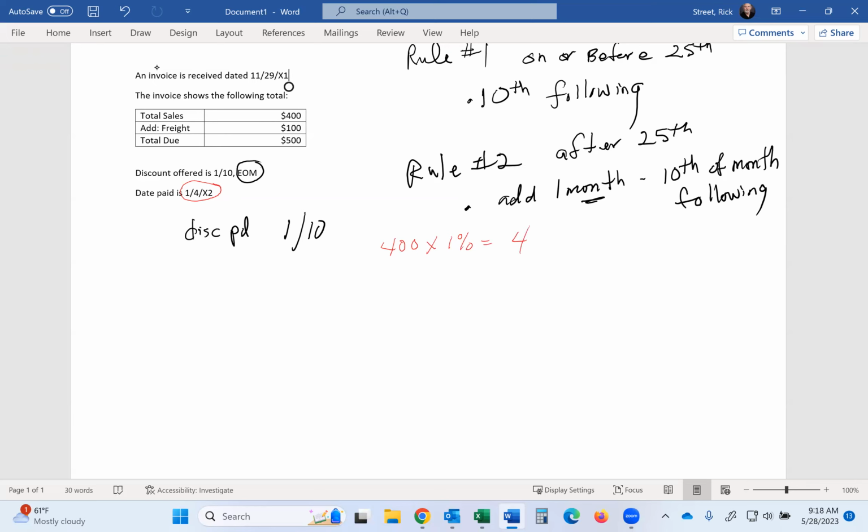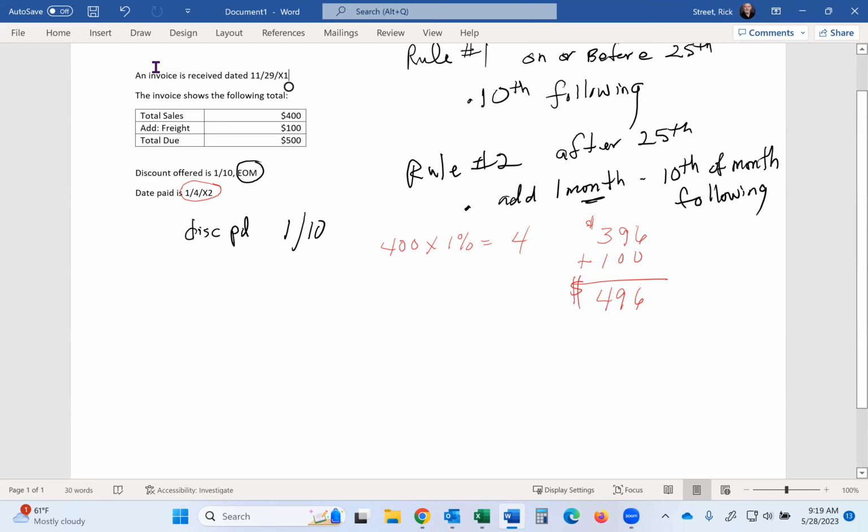So what's the net amount? The net amount of the invoice is going to be $396 plus the $100 in freight, and we will send them a check for $496. All of that, honestly, to save ourselves $4.